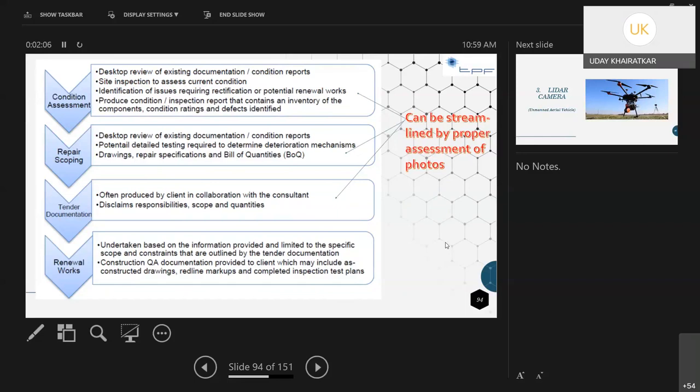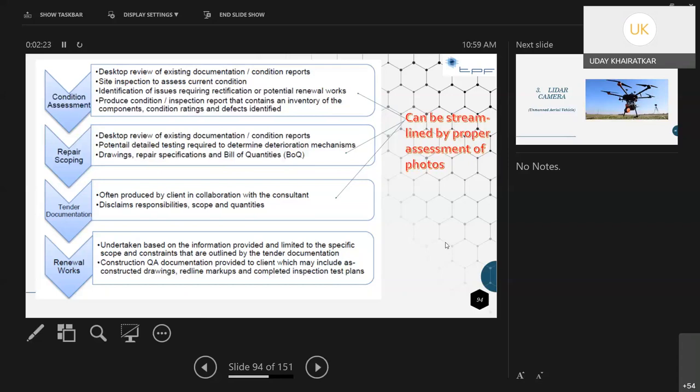So repair scoping: desktop review of the existing documentation, potential detailed testing required to determine detection mechanisms, drawings, repairs, specification and bill of quantities, and a tender document is prepared based on that, often produced by the client in collaboration with the consultant, who disclaims responsibility for scope and quantities.